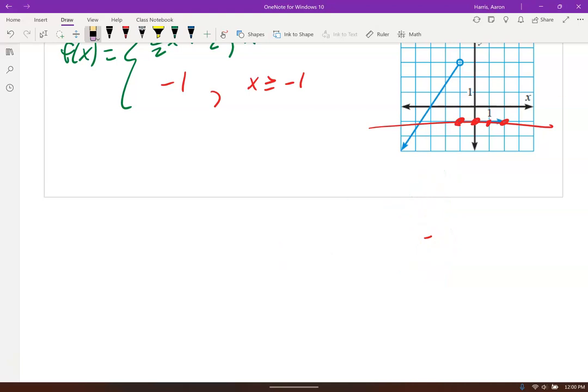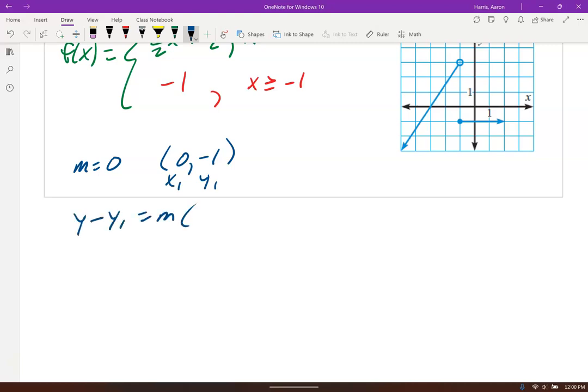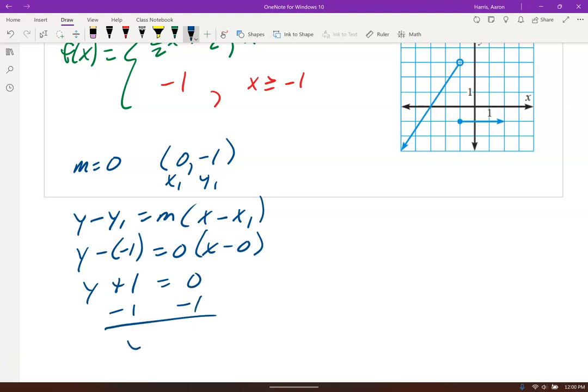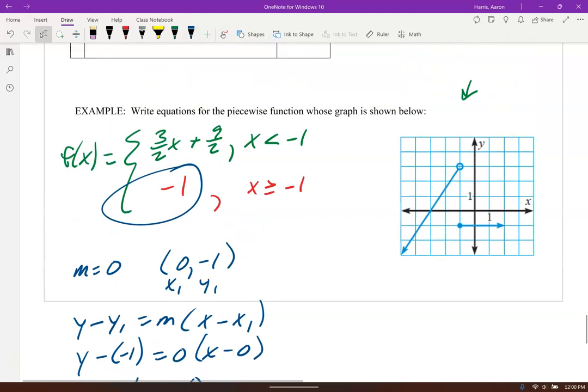Another way to come up with that is, it's a horizontal line, so the slope is 0. So you just take one of these points, 0, negative 1, or negative 1, negative 1, either one. And you can write it with point slope form if you know that slope is 0. So y minus negative 1 equals 0 times x minus 0. Well, 0 times anything is 0. So I get y plus 1 equals 0. Subtract 1 on both sides, and you get y equals negative 1. So there it is, the whole thing.